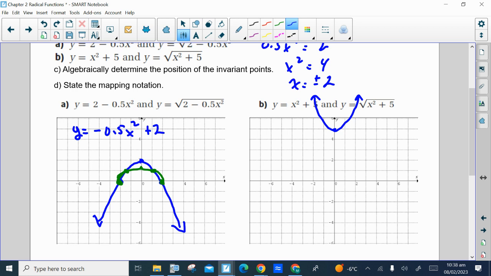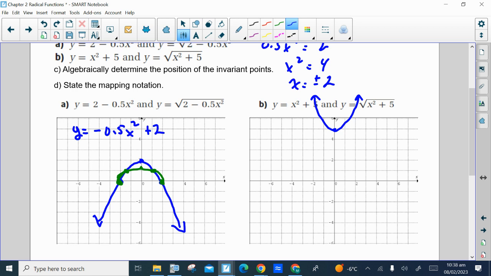Dylan, where are the invariant points for this? There are no invariant points for this one. The invariant points occur where y equals 0 and y equals 1. That doesn't happen here, so there are no invariant points.